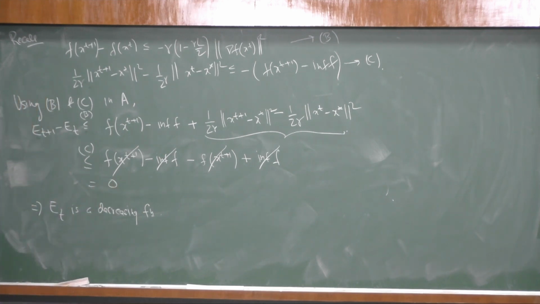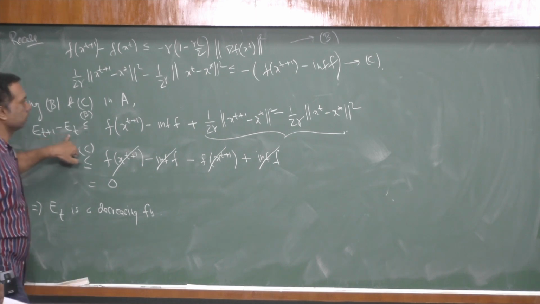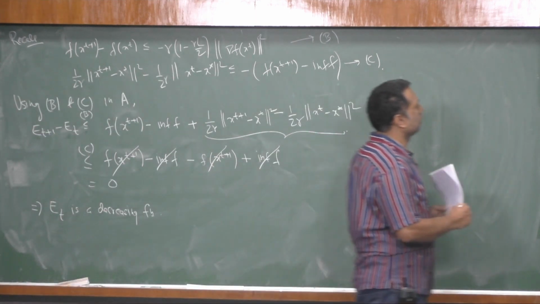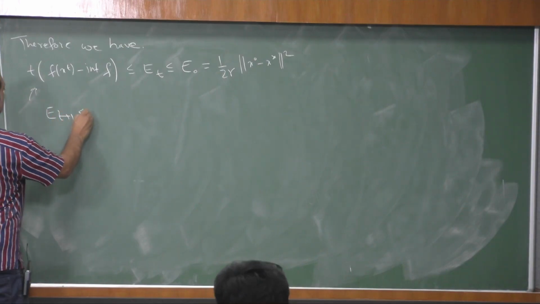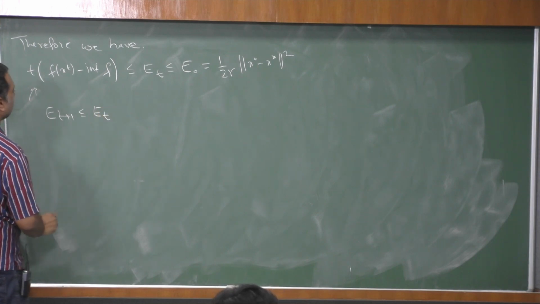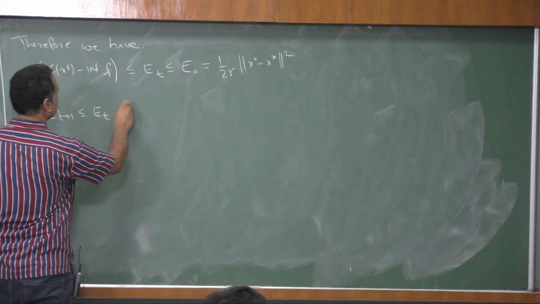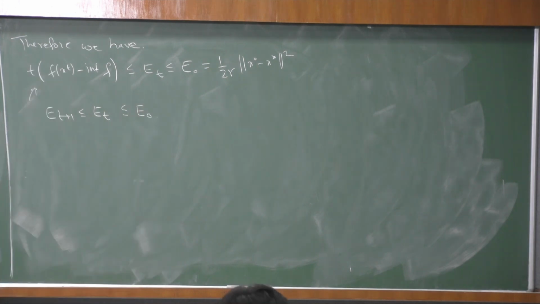Right. So from here what we get is, this implies E_{t+1} is less than or equal to E_t, right? So to see this, first we have E_{t+1} is less than or equal to E_t, and with this recursion obviously E_t is less than or equal to E_0. So for E_t, what was E_t? The way E_t was defined, that's why we say this is greater, because E_t was this plus some square term, right?